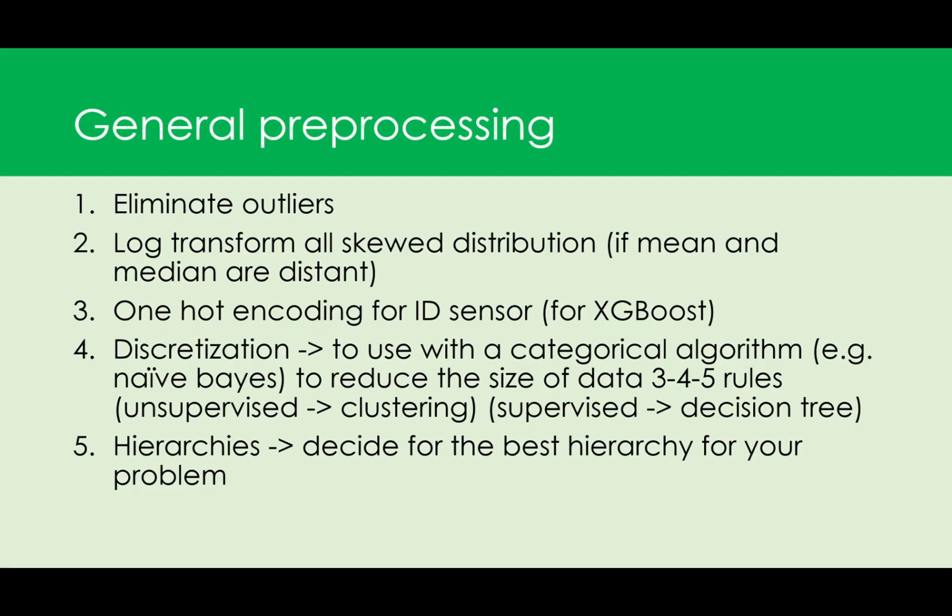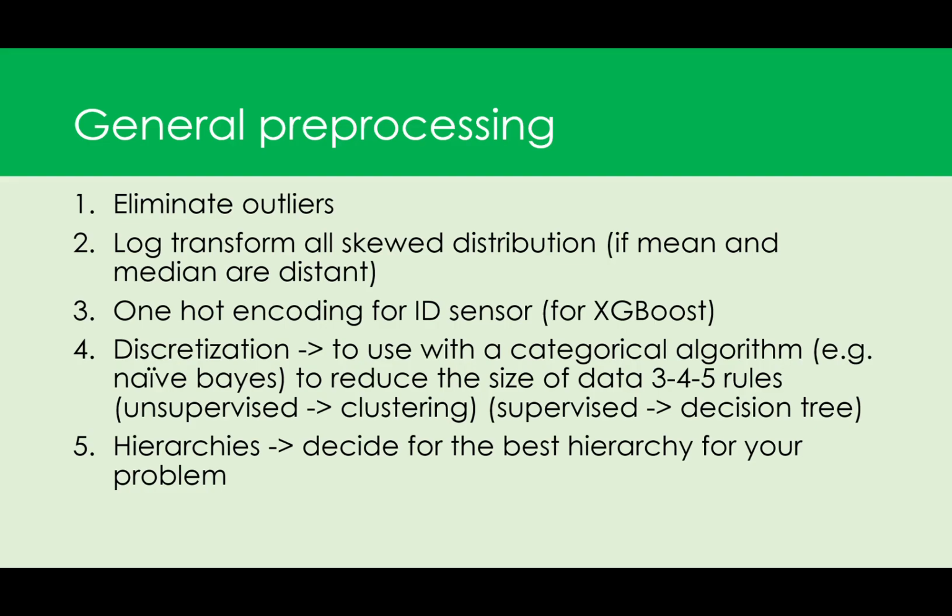For me, the general preprocessing steps are, first, eliminate outliers, then log transform for skewed distributions, and a distribution is skewed if mean and median are distant. Then I use one-hot encoding, for example for sensor IDs, because we don't need an ordinal order between sensor IDs, but we are only interested in the specific sensor, so one-hot encoding is okay, especially if we want to use XGBoost.